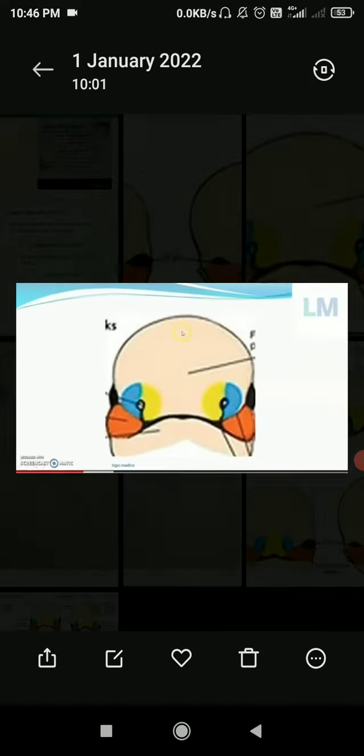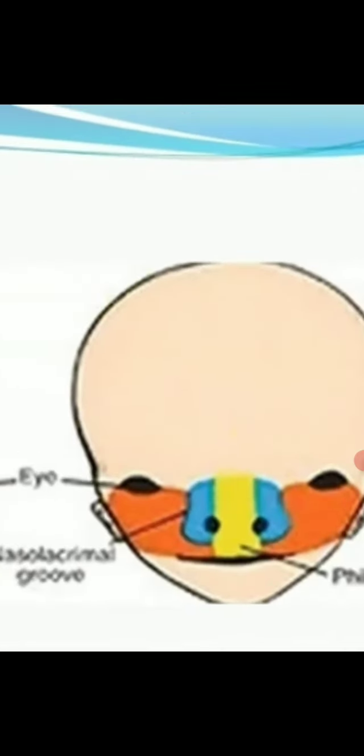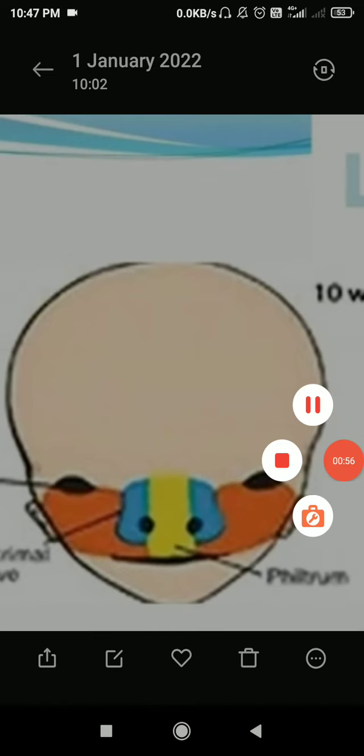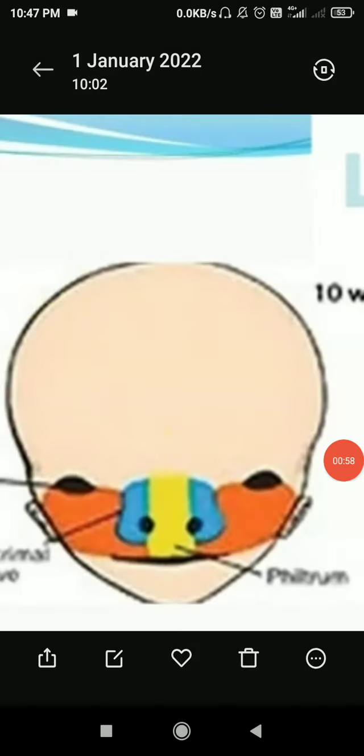So ultimately the face develops like this. So the face is developed with the frontonasal process, maxillary process, and mandibular process. The two parts of the frontonasal process are the medial nasal and lateral nasal processes.